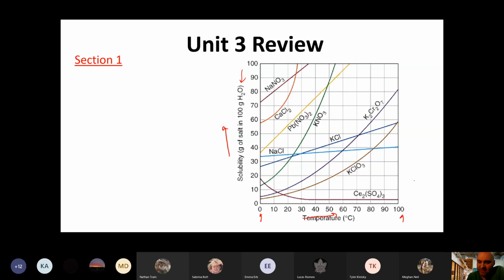We do have this one strange exception here. This one goes down, and that's just chemistry for you. There always seems to be some kind of exception, but generally, the warmer it is, the higher the solubility is going to be.